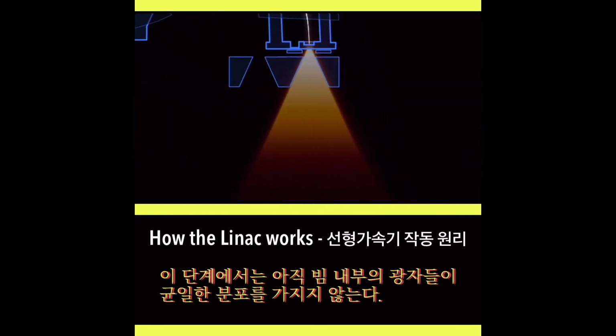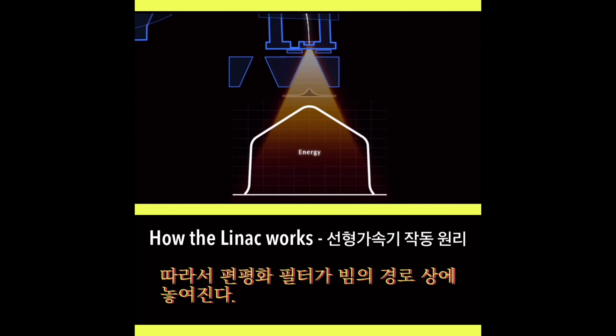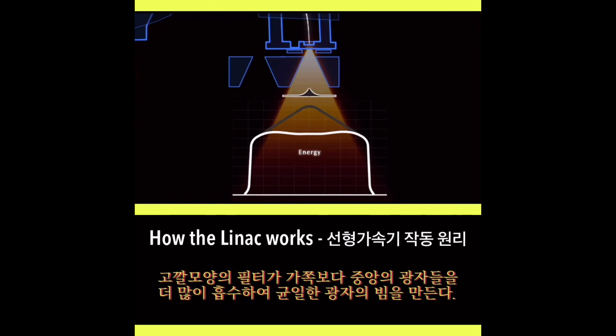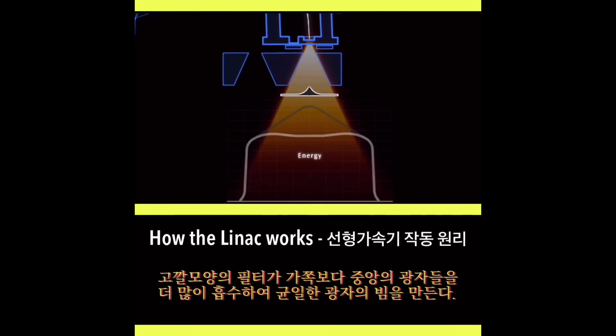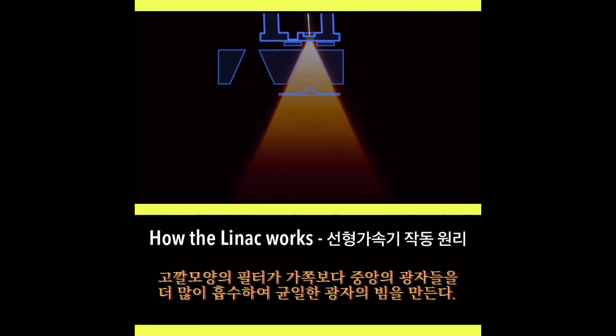At this stage, the photons are not uniformly distributed across the beam, and so a flattening filter is placed in the path of the beam. The cone-shaped filter absorbs more photons from the center of the beam than from the sides, creating a uniform photon beam. Dose measurement.